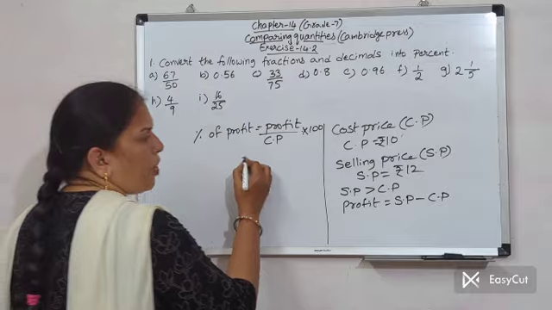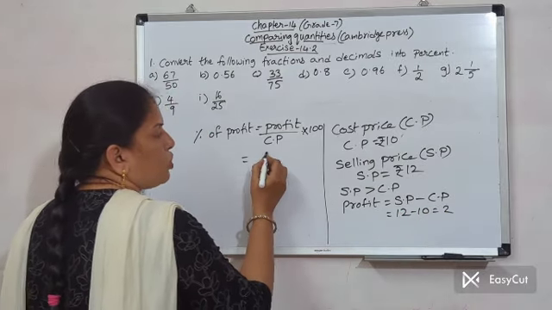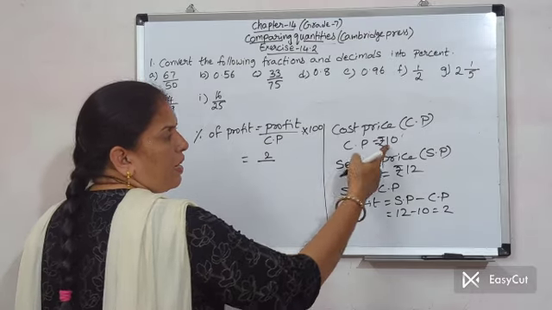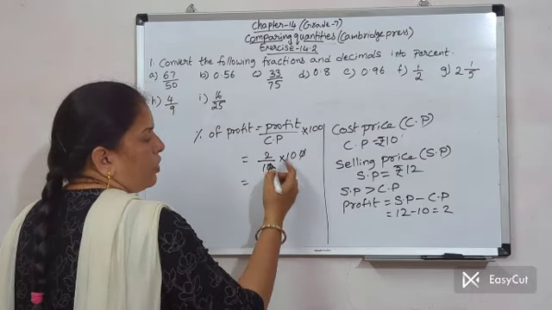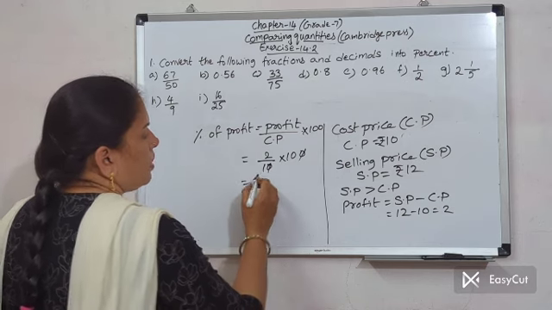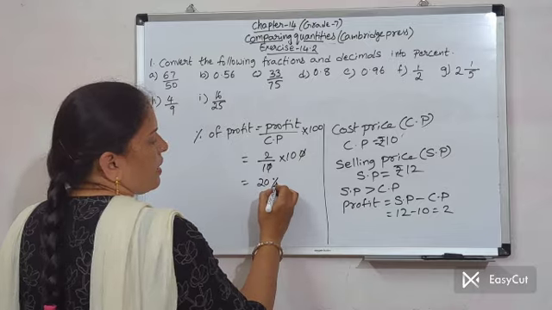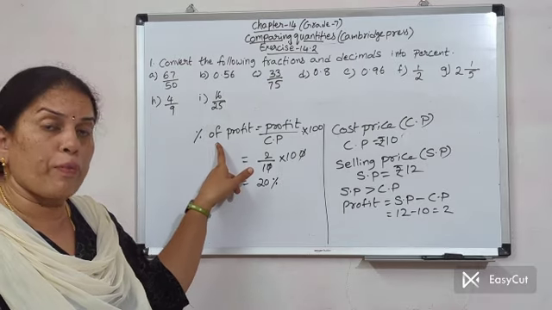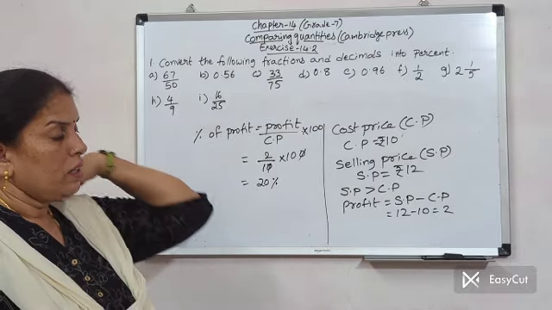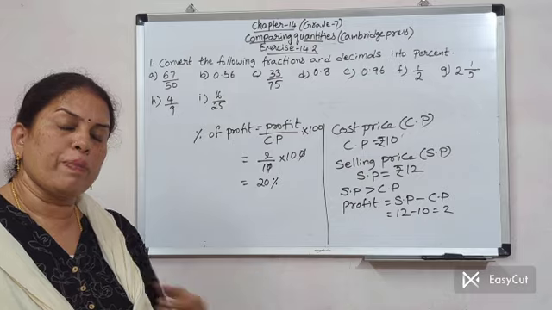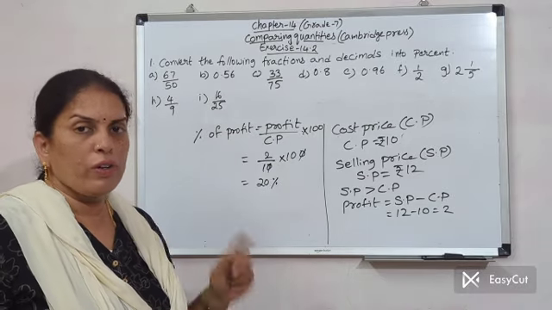What is the profit I got? 12 minus 10 is equal to 2 rupees I got. 2 by, what is CP here? 10, into 100. 10 and 10 cancelled. 2 tens are 20. 20%. Why? Because I am changing the profit into percentage of profit now. That's why I must keep the percentage symbol. Okay. Now, this is the formula for percentage of profit. Percentage of profit is equal to profit by CP into 100.